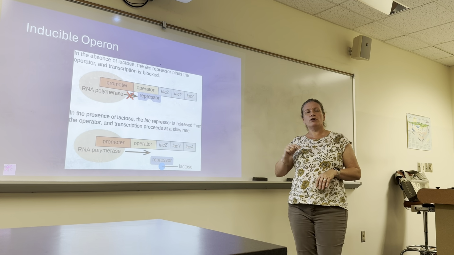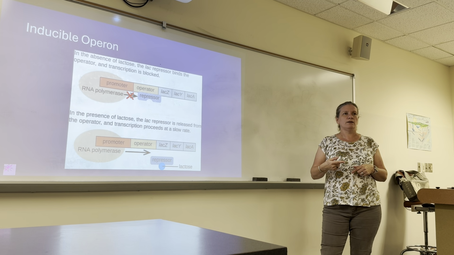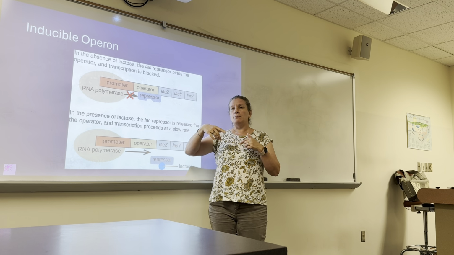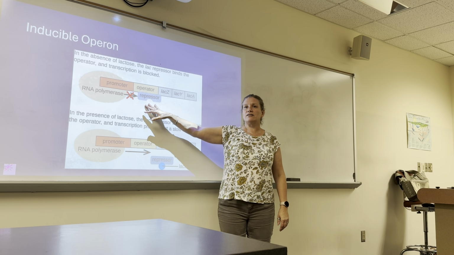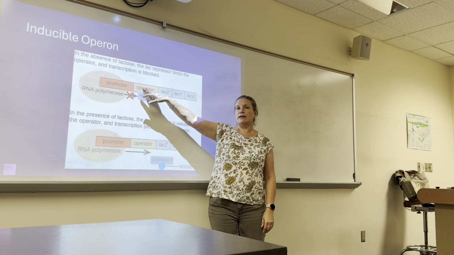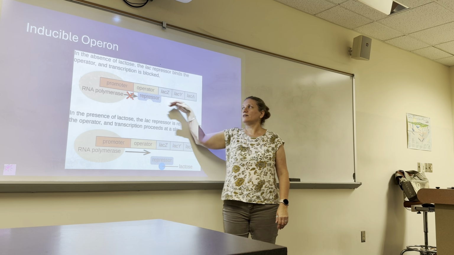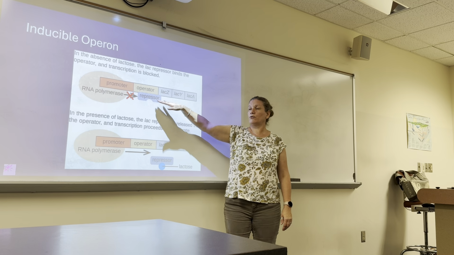That is what we consider a constitutive gene. It's not under any sort of control. It's always being made. And so we'll have that repressor being made by the cell. The repressor, though, when it's made, is in an active state so that it can bind to the operator. And therefore, RNA polymerase will not be able to transcribe these structural genes because the repressor is in their way.